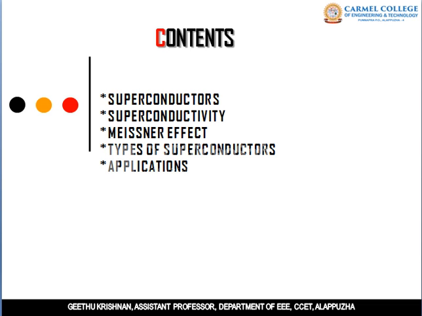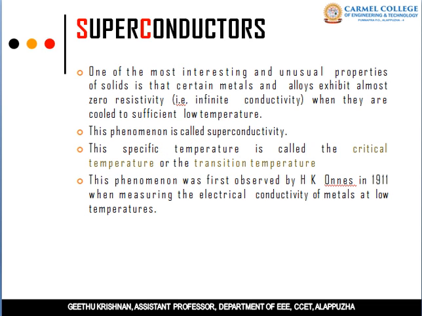Here we are going to discuss superconductors and the property of superconductivity. For that, we need to know the properties of metals. The normal property is that when the temperature decreases, the resistance decreases and reaches a low value. In the case of superconductors, the resistivity reduces and reaches zero at a particular temperature.